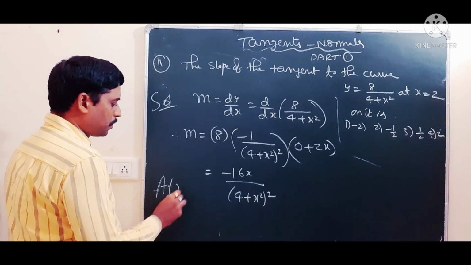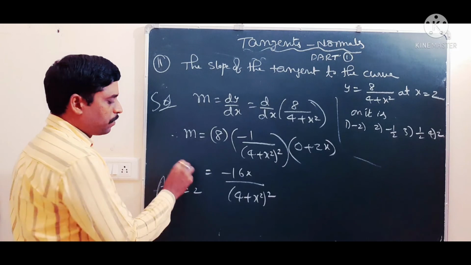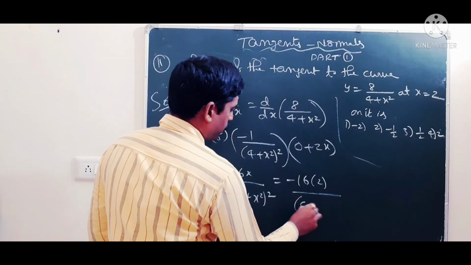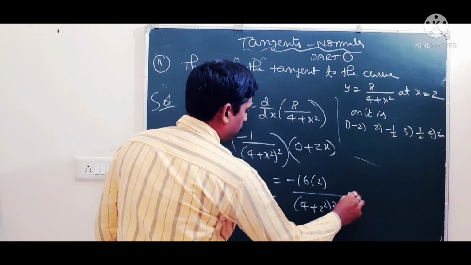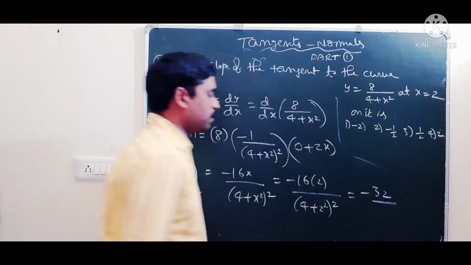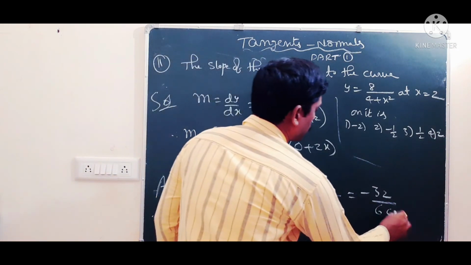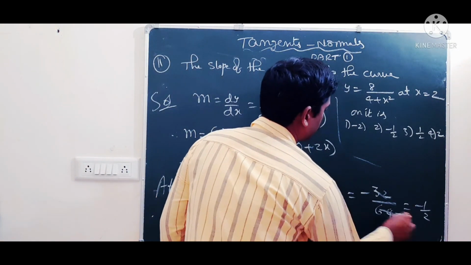At x is equal to 2, we have to find the slope of tangent. Substituting, minus 32 by, this value will be 8 square, 64. So the answer is minus 1 by 2.